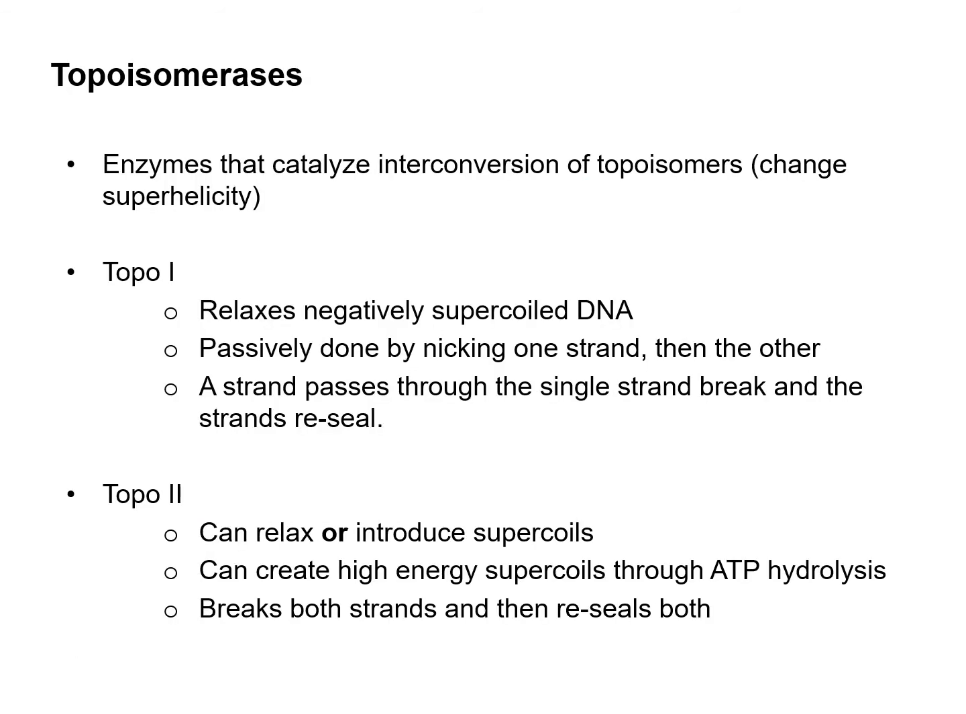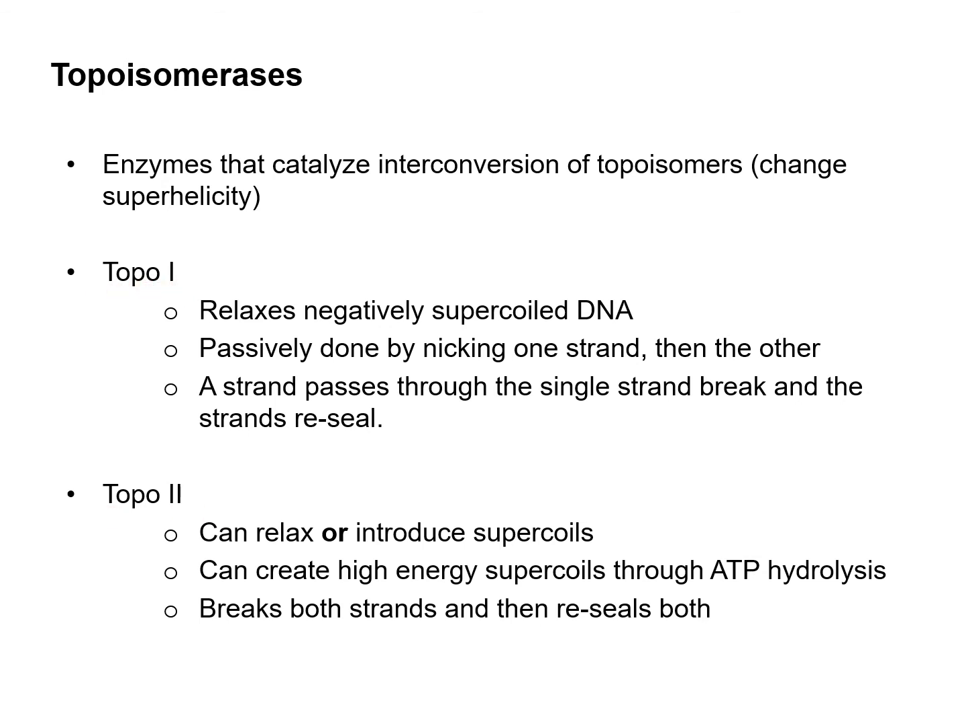To control the supercoiling and superhelicity of the DNA molecules, the cells have topoisomerases, which are enzymes that catalyze the interconversion of topoisomers. Topoisomers are basically the same DNA molecules, but with different twisting, and you can change the superhelicity. There are two different types of topoisomerases, topoisomerase 1 and topoisomerase 2.